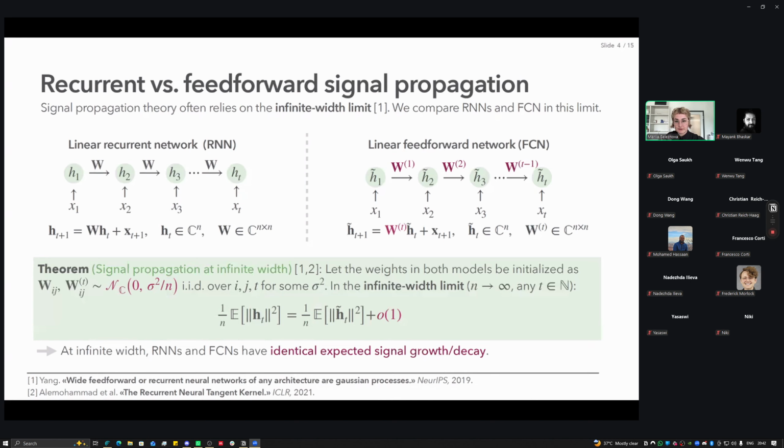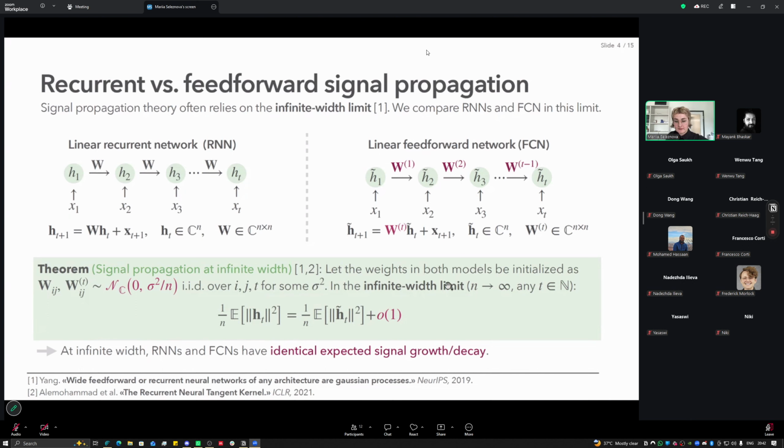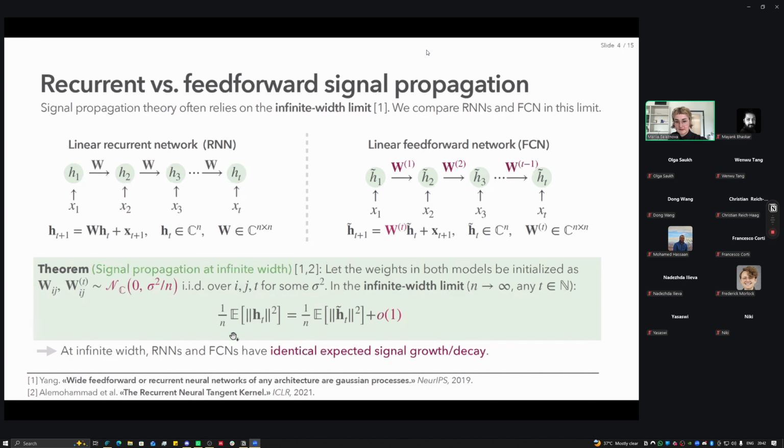Okay, so what I want to tell you about these two models. Turns out, maybe surprisingly, that at infinite width limit, the signal propagation in these models basically behaves the same. The theorem on the slide says that suppose we initialize both models with centered Gaussians of variance inversely proportional to the network's width, then in the limit, the norm of the hidden state divided by the width n in the recurrent model and in the feedforward model differs only by this small o(1), which just vanishes in the infinite width limit.